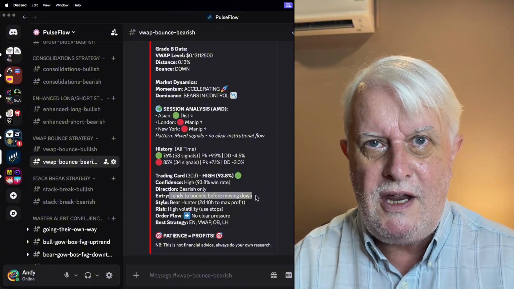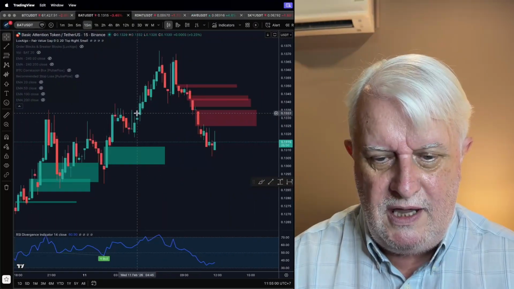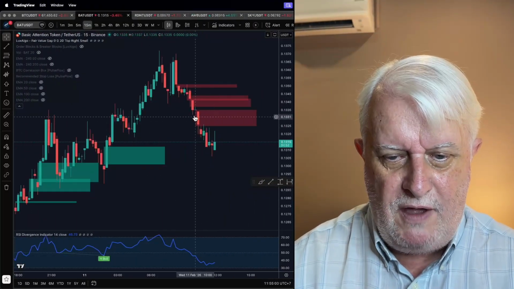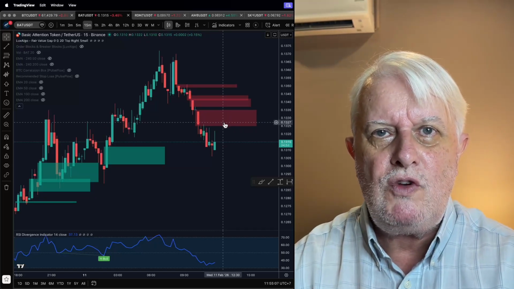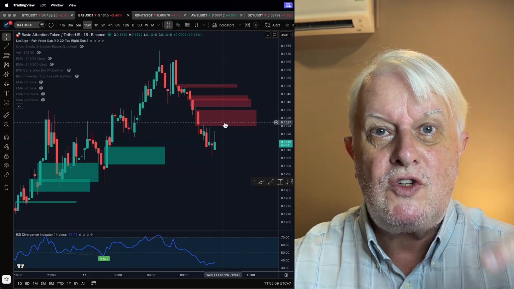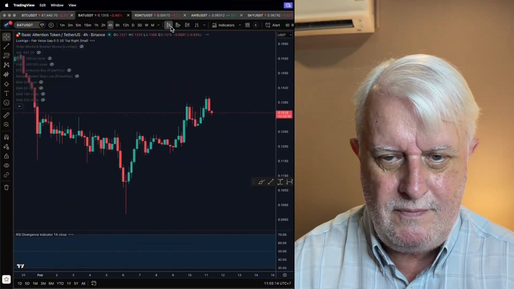Let's go to the chart instantly and have a quick look at this. Okay, so you can see that we have that fair value gap there, but let me go ahead very quickly and do a setup of the usual things before I do the actual trade setup. Back in a minute.